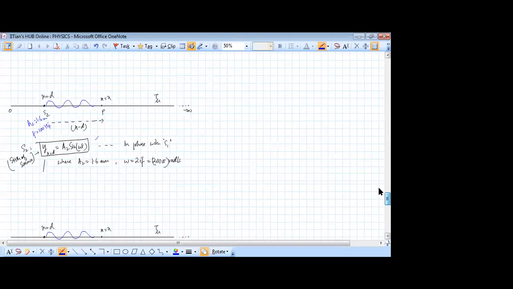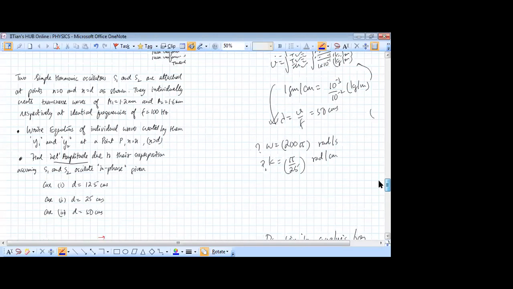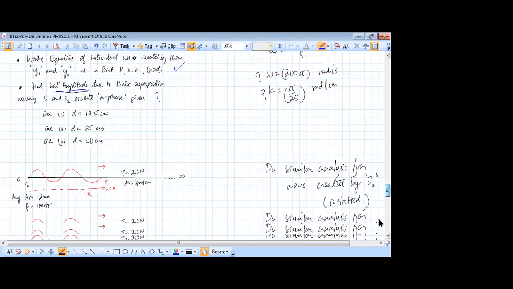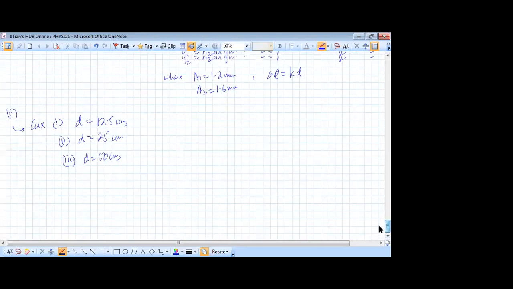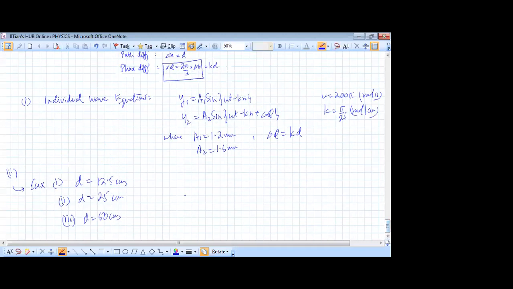Okay. So what was to be done in the second part of the question? In the first part we wanted to write the equation, so we are done with this part now. And in the second part we want to find the net amplitude due to their superposition in each of these cases. We want to find the net amplitude in each of these cases. So this is that part. Okay. We know the individual wave equations are this. Now we want to find the net amplitude for each case separately.